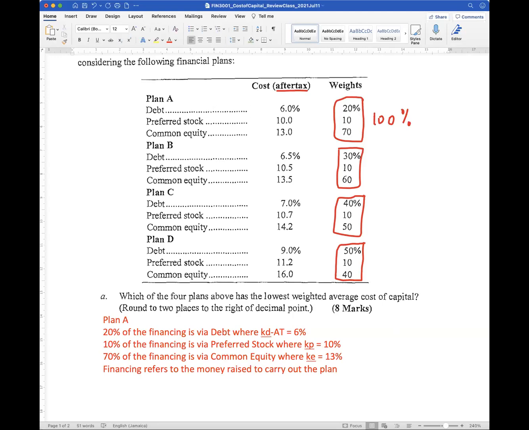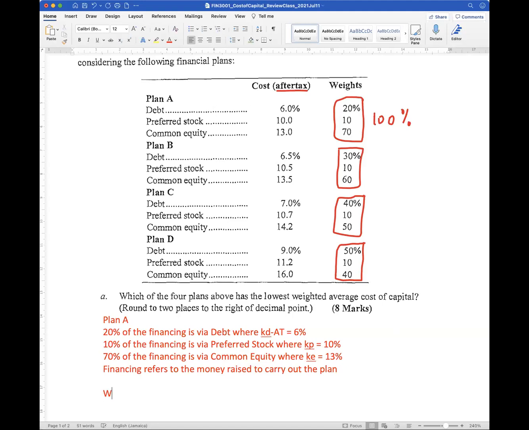The question being asked is, what is the average rate that the company is paying? They're paying 6% on 20% of the money. They're paying 10% for 10% of the money. And for the other 70%, they're paying 13%. So we can see that the common equity carries the highest weight. So let's look at the formula.